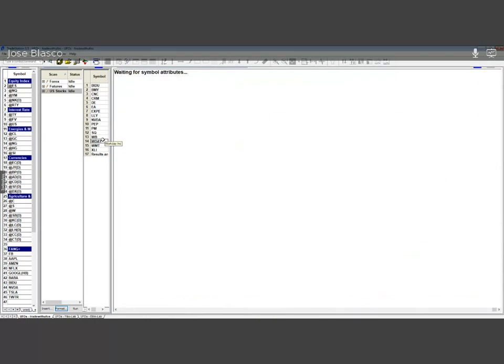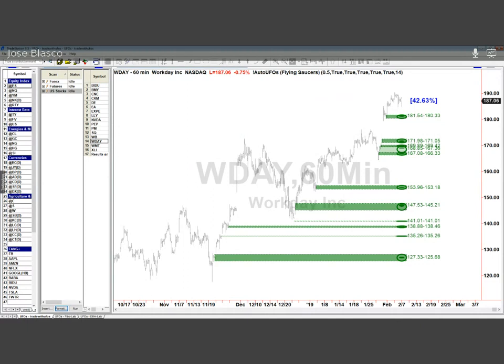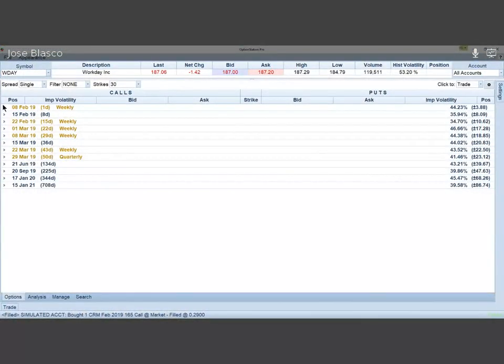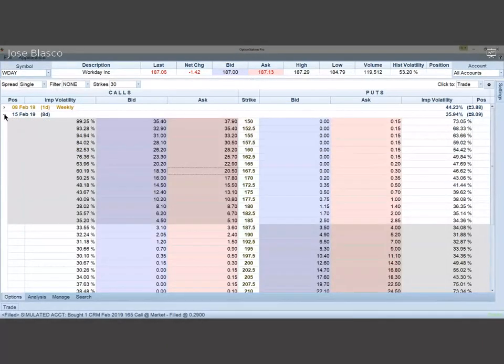So I'm clicking on W day to load the chart. At the same time, in parallel, the option chain will be loading. I want to check the spreads. They're a little wide, nothing ridiculous.